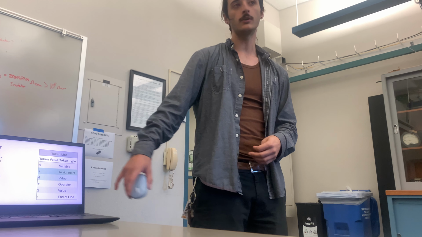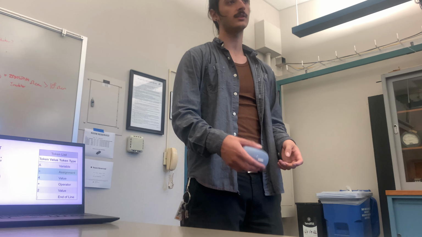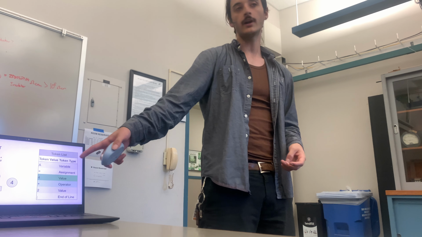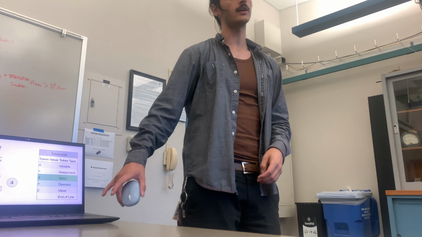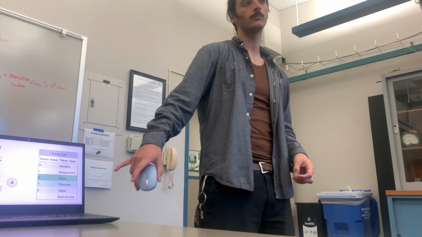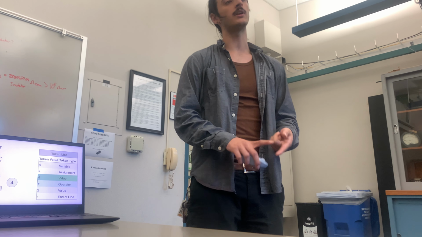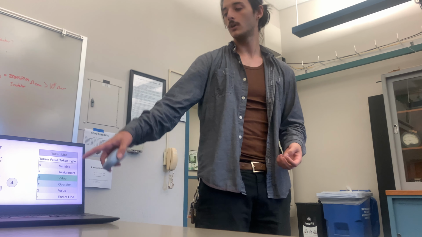Then we check our assignment. Our assignment needs a value, so we check the next thing is a value. So we add a value to the side. The reason why we add it to the side is because we check what's after our value, because it's an operator. After a value can be an end of the line or an operator. In this case, it's an operator. So we're going to wait.